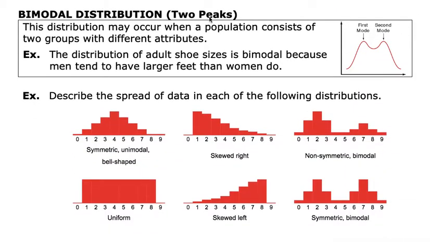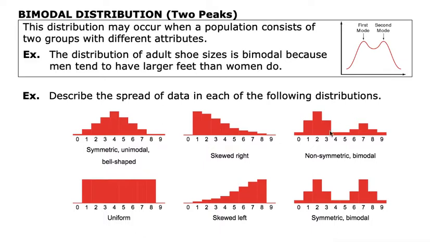Bimodal distribution has two peaks. So here you see there's a peak here, a peak there. This distribution may occur when a population consists of two groups with different attributes. For example, the distribution of adult shoe sizes is bimodal because men tend to have larger feet than women do. So if your sample included both men and women, there would be a mean for the women's average foot size and one for men. Not to say that there couldn't be a man with a small foot or a woman with a large foot, but the average for each of those subgroups is different, and therefore the data will cluster around each of those averages.